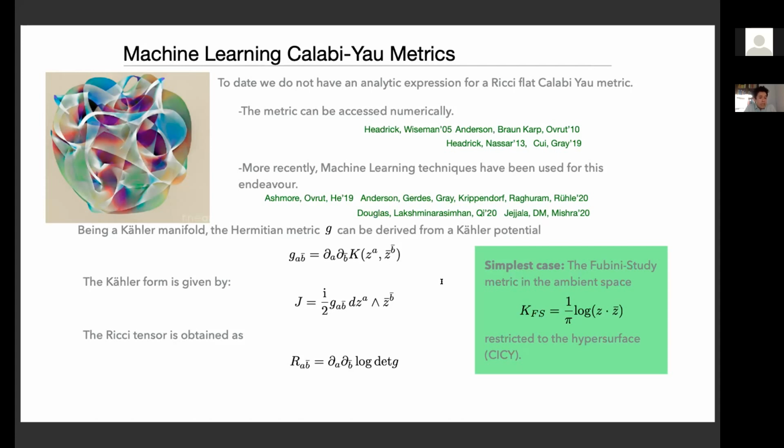Since the Calabi-Yau is a Kaehler manifold, the Hermitian matrix G can be derived from a Kaehler potential, and related to the metric, there is the Kaehler form that can be straightforwardly constructed, and one can prove that the Ricci tensor is obtained from this expression. A simple metric that one can put on a Calabi-Yau is the Fubini-Study metric. This is not Ricci flat, but it's inherited from the ambient space. So this is the expression of the metric in the ambient space, and then you can further restrict it to the hypersurface.